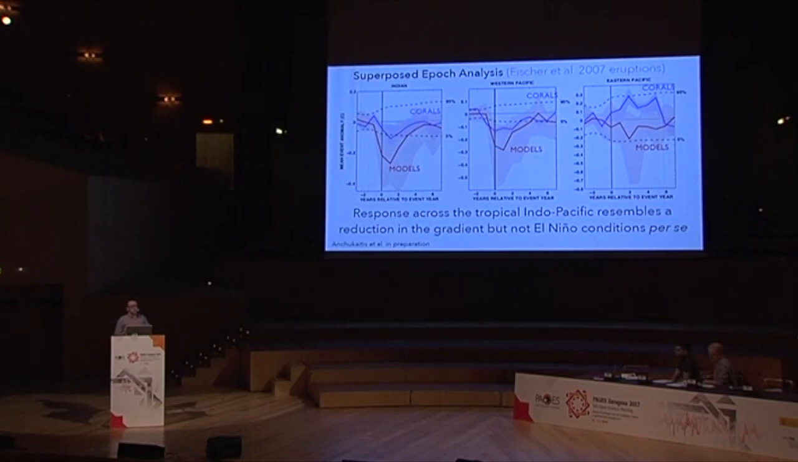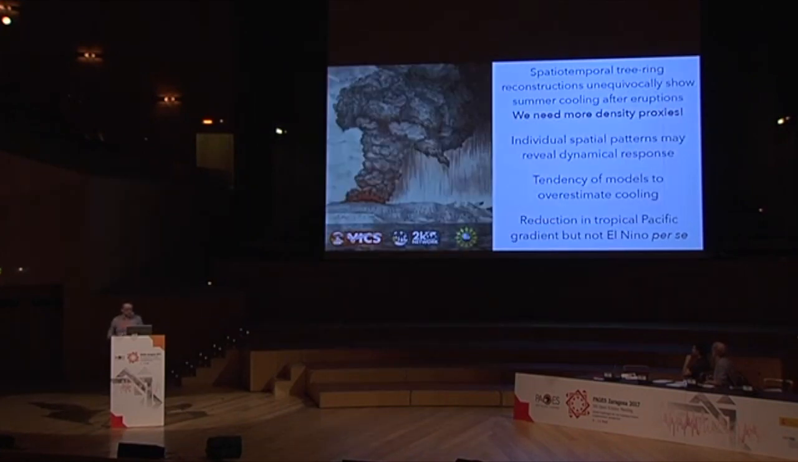So in some ways, what this spatial reconstruction from corals suggests is that the sort of paradigm of El Niño or not El Niño may be too simplistic, that what we're looking at here is really a change in the gradient that could have similar teleconnections, that could have similar global consequences, but this isn't El Niño per se. And so with that, I'll lead up my conclusions.